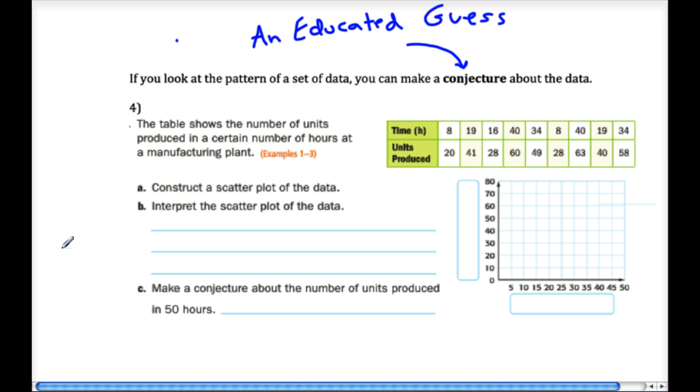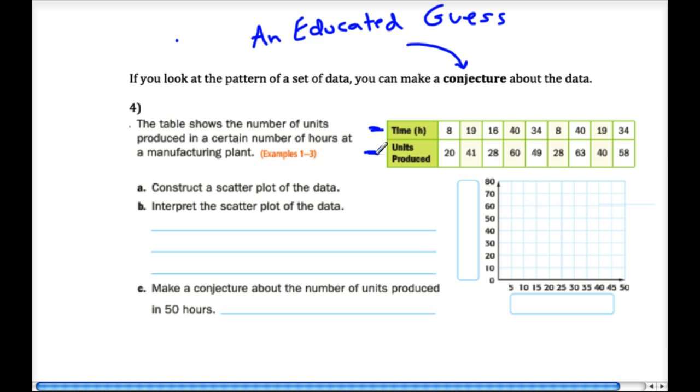But anyways, a conjecture is an educated guess. You're gonna make a conjecture down there at the last question, part C. The table shows the number of units produced in a certain number of hours in a manufacturing plant. So over time, they make that many units.